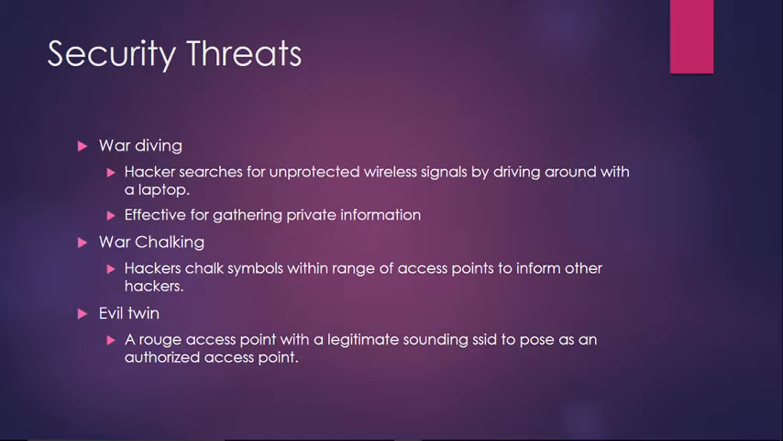One of the things I learned that interested me was the different types of security threats when it comes to networks. So, war driving: hackers drive around with a laptop and just search for unprotected wireless signals, like the McDonald's one. It's unprotected, you just have to click here to sign in, basically, and since it's unprotected, they can access a lot of your information through your phone.